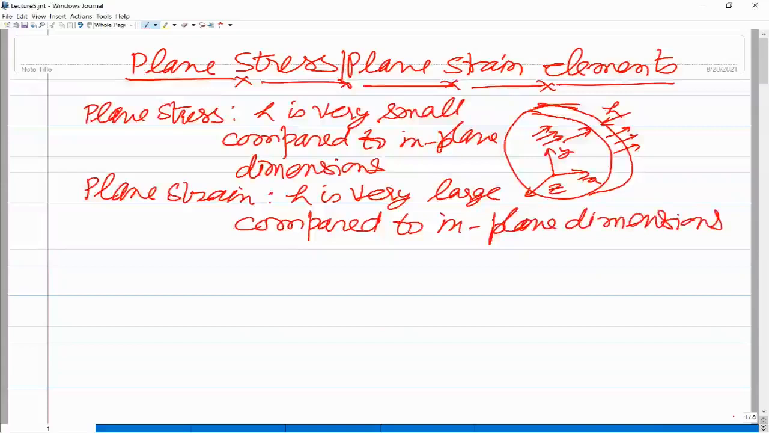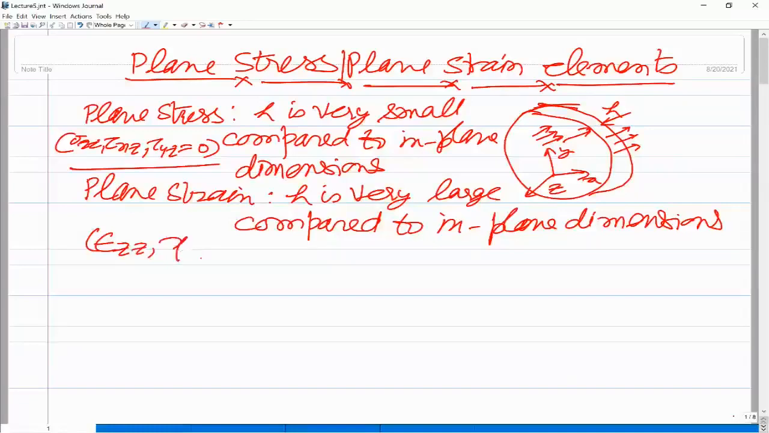For plane stress, as you know, the stresses sigma zz, tau xz, and tau yz would be 0, and in plane strain, the strains epsilon zz, gamma xz, and gamma yz would be 0. That is the basic thing when we talk of plane stress and plane strain elements.